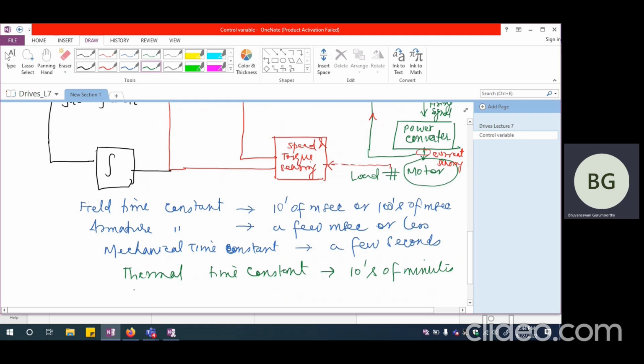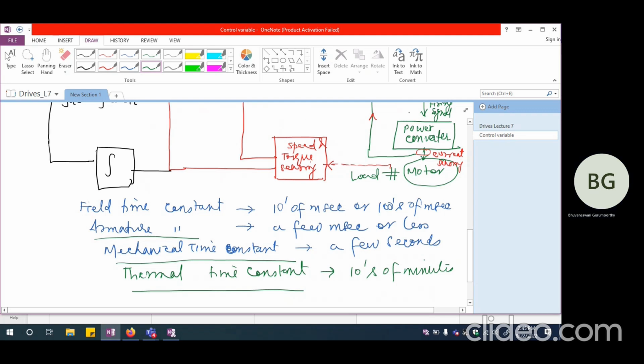So accordingly, we have to ensure that the execution of the entire control loop is done appropriately. For example, an armature current control loop should be done within a few milliseconds. Whereas when we talk about the speed, we have to give it a few seconds before we can see any change in the speed at all. So that is the way it is going to work.